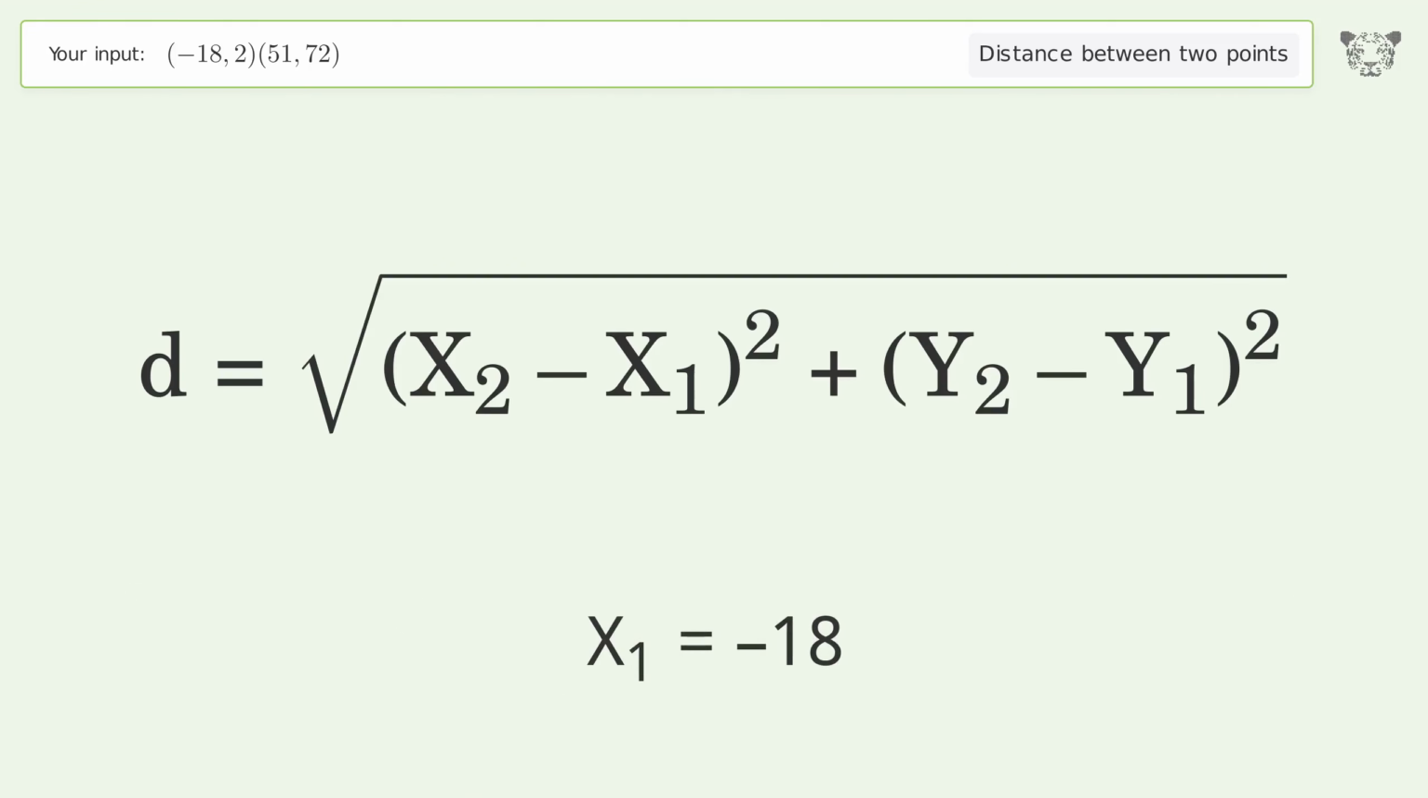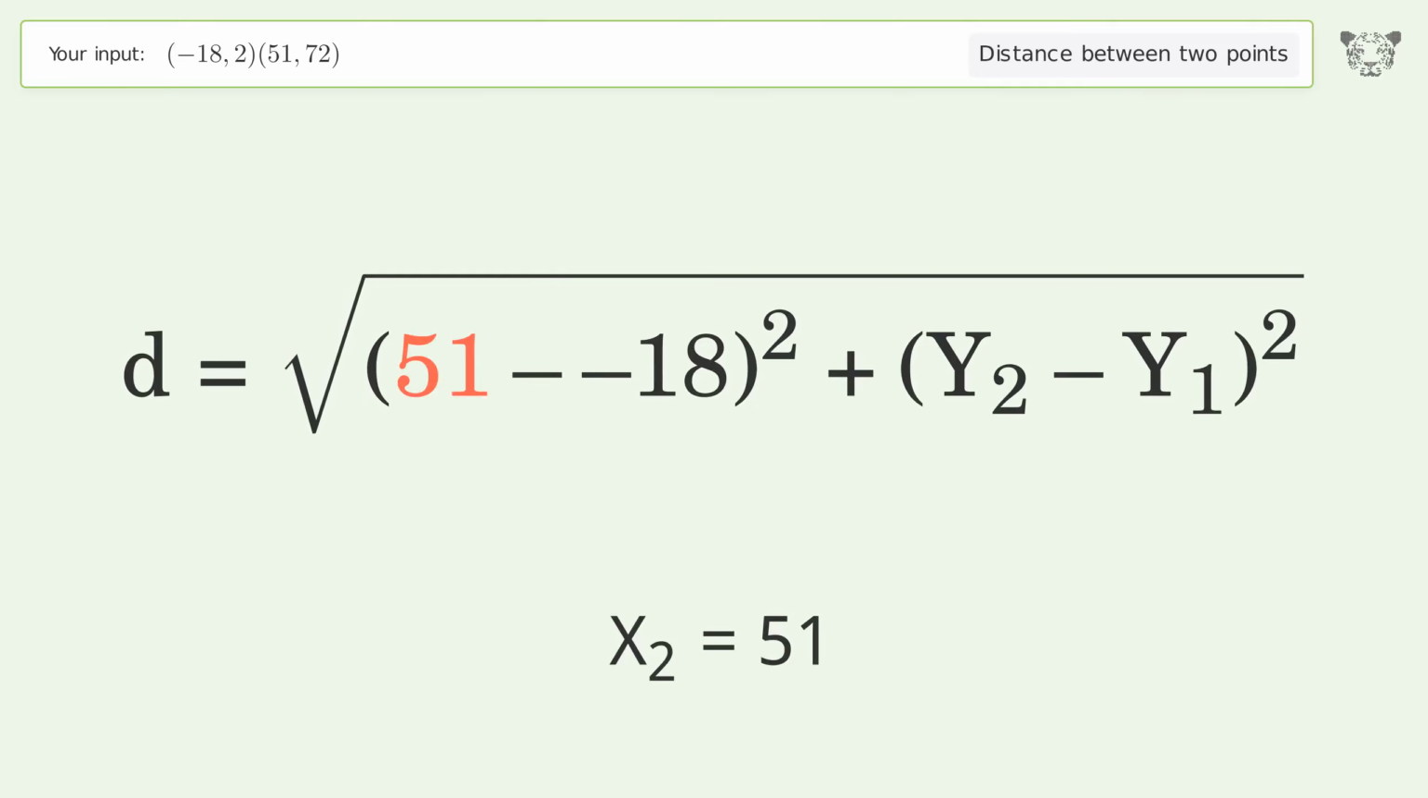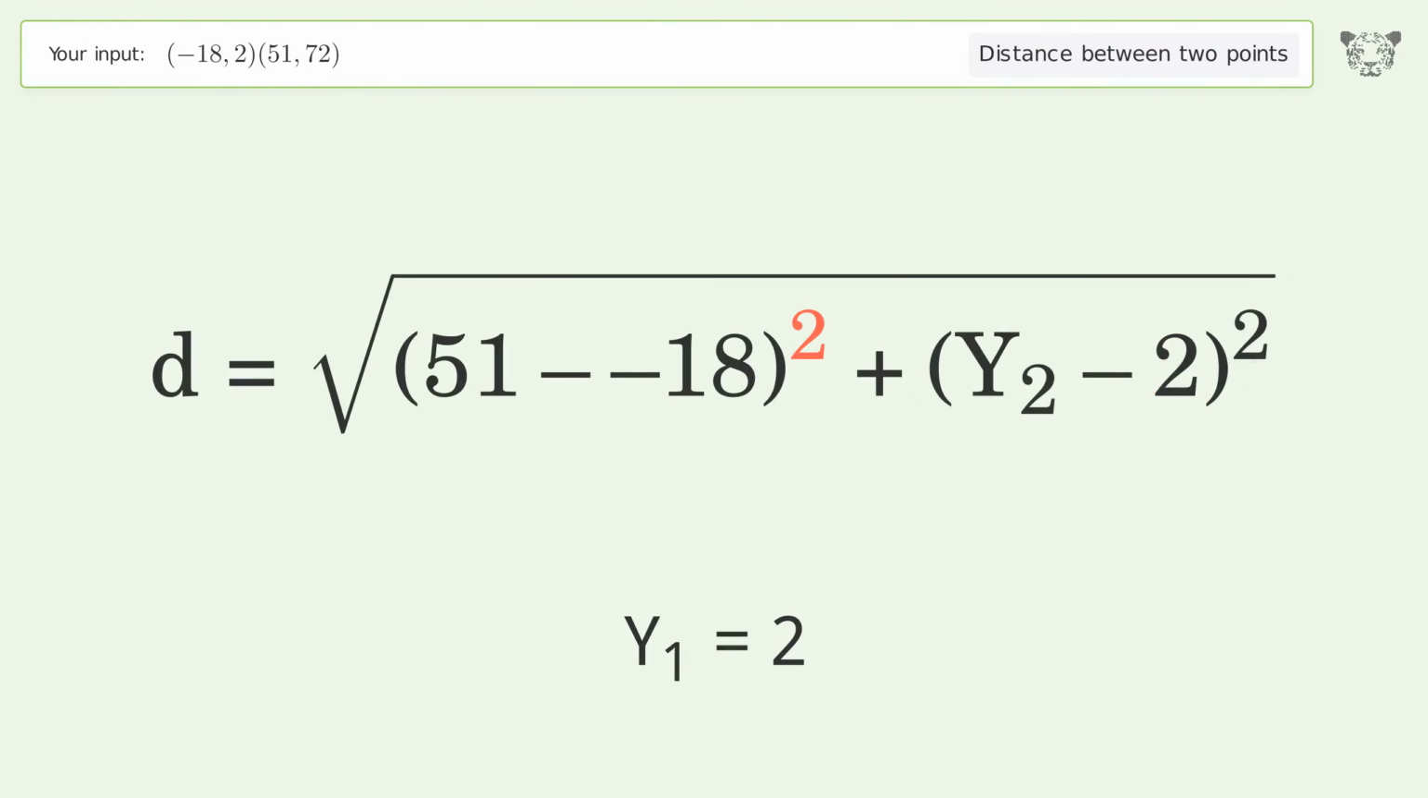x1 equals -18. x2 equals 51. y1 equals 2. y2 equals 72.